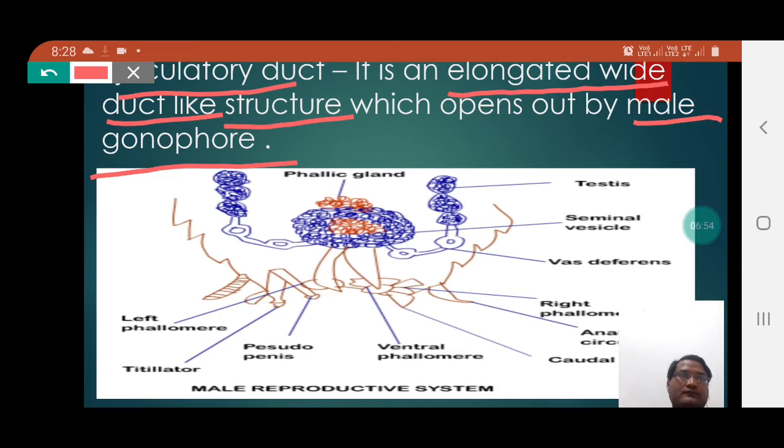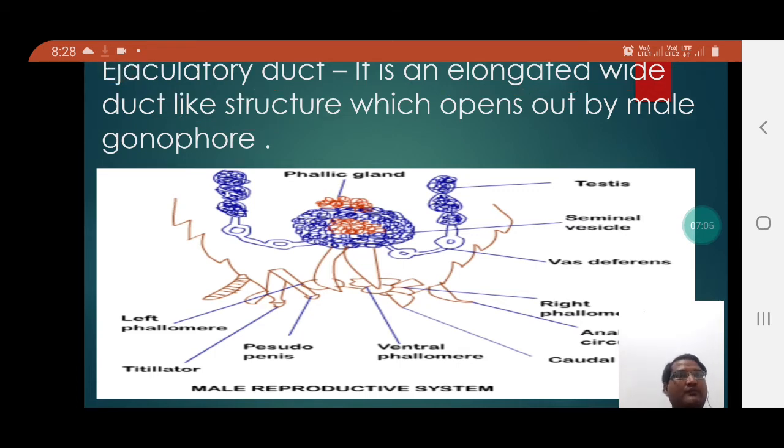So students, the ejaculatory duct actually is the main part of the male reproductive system which is responsible for carrying the sperm to the male gonophore.